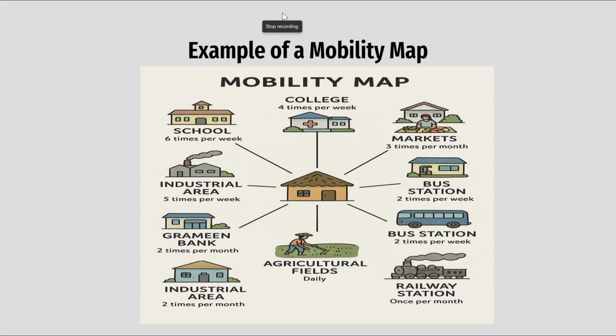So here's an example of a mobility map. Let's say this is a village woman's map. She has her home in the middle, you can see here. From there, she goes to school to drop off her kids. That's daily. To the market maybe twice or three times a week, and to the Grameen Bank twice a month. She might go to the health clinic rarely, or maybe only the men go to the industrial areas or bus station. All these lines and visits tell us a lot about who she is, what she needs, and what challenges she faces.